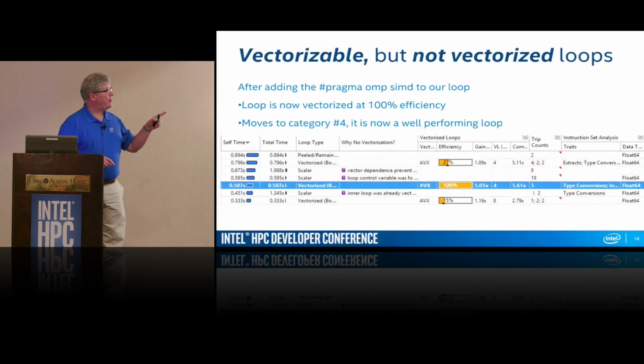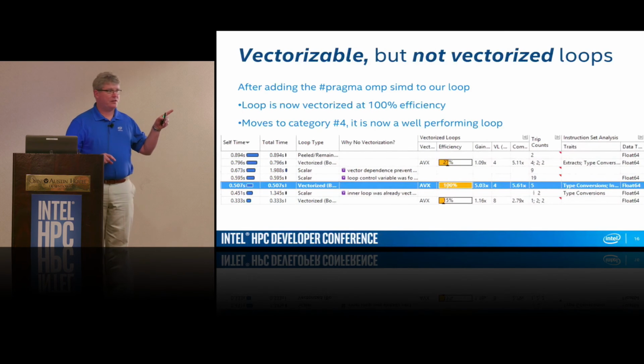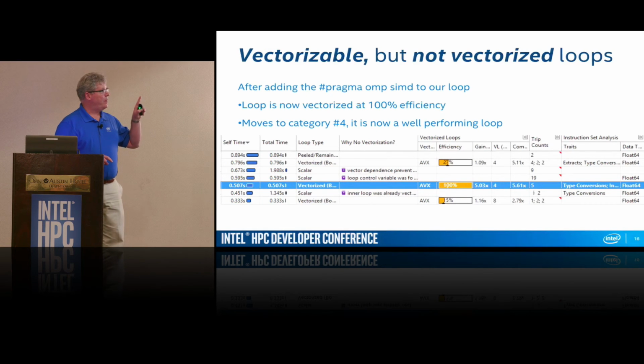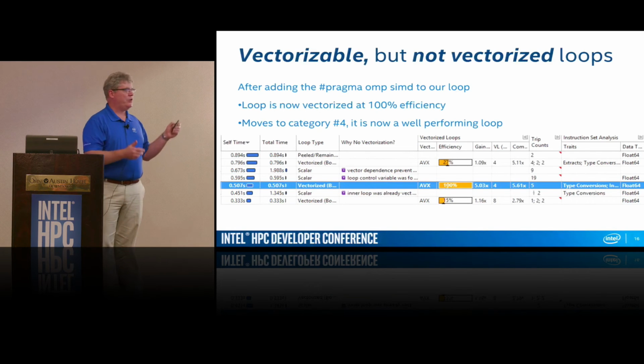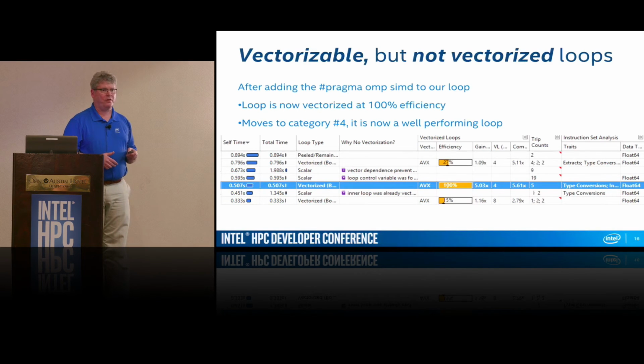In this case, I went through and did this, and I was actually able to vectorize this loop at 100% efficiency. As I mentioned with my categories, this loop could now be moved to category 4. It's now a well-performing loop. We should move on to some of our other less performing loops.